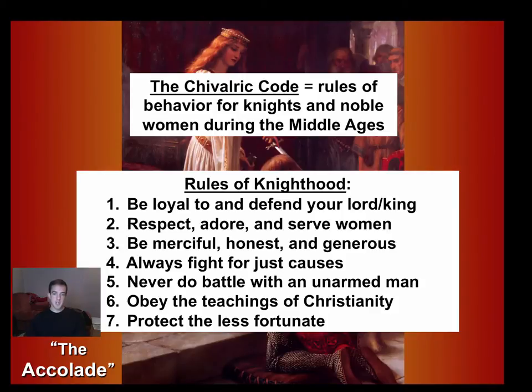Always fight for just causes. I always think that's an interesting rule. I don't know of anybody that fights for unjust causes or anybody that fights for evil, and yet it's always a rule to fight for a just cause.